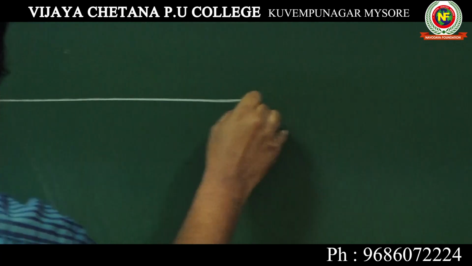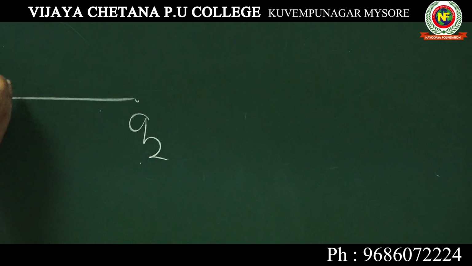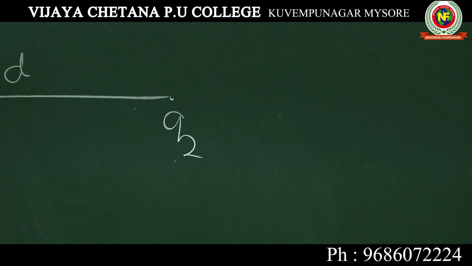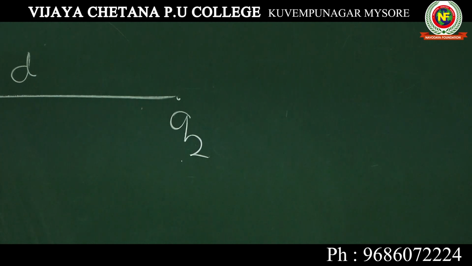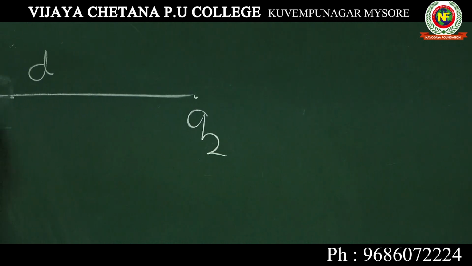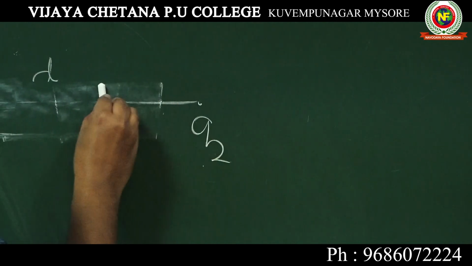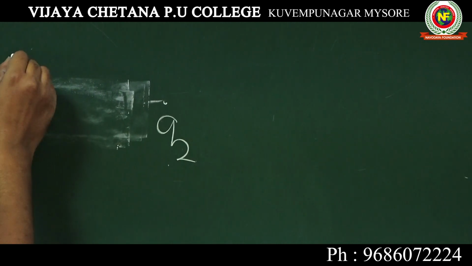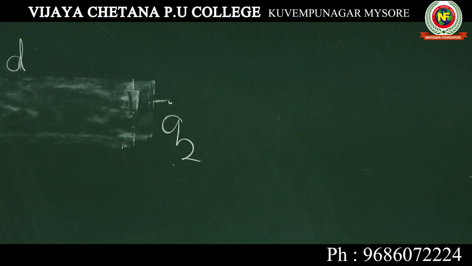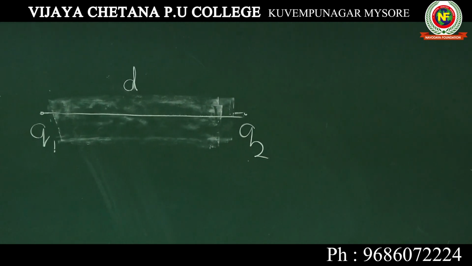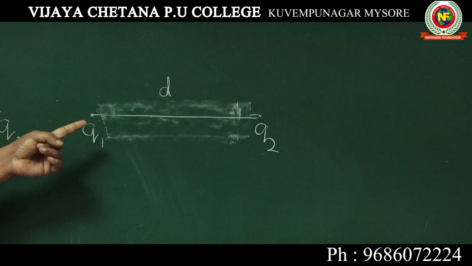Q1 and Q2 are the same two charges, separated by the same distance, but in a different medium. Here it is not air or vacuum. Some other medium is there in between. The two charges are separated by the same distance, but there is a medium existing. This one is in air or vacuum, but this is in some medium.